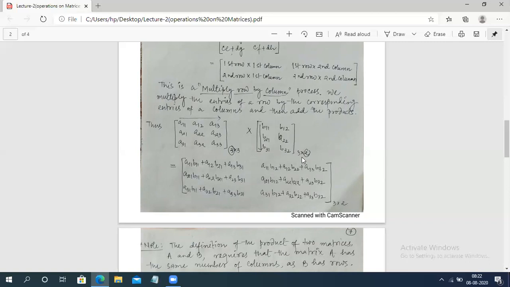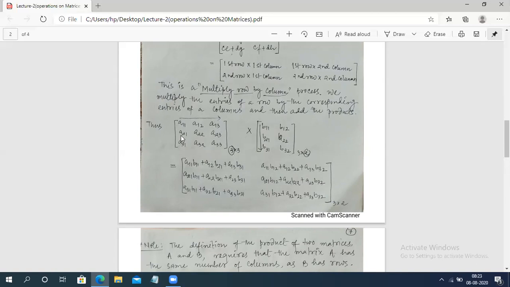And the product matrix will be like this: A11 B11 plus A12 B21 plus A13 B31. We are considering the first row, and we are multiplying each element of the first row with each element of the first column. We are getting the first element. Again, this first row with the second column, we are getting A11 B12 plus A12 B22 plus A13 B32. Okay, the first row is completed.